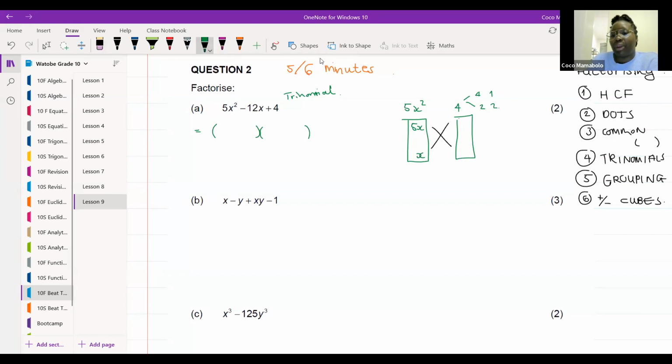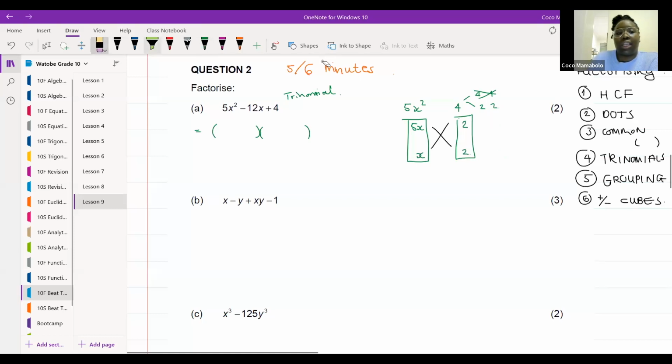If I do it the other way around and I put the 4 here and the 1 here, I'm still going to get 5x and 4x. That gives me 9x altogether. So that doesn't work either, because I want negative 12x. I won't be able to get 9x, and if I subtract, it won't be correct. So we know that 4 and 1 will not work. So our only option would be 2 and 2, right?